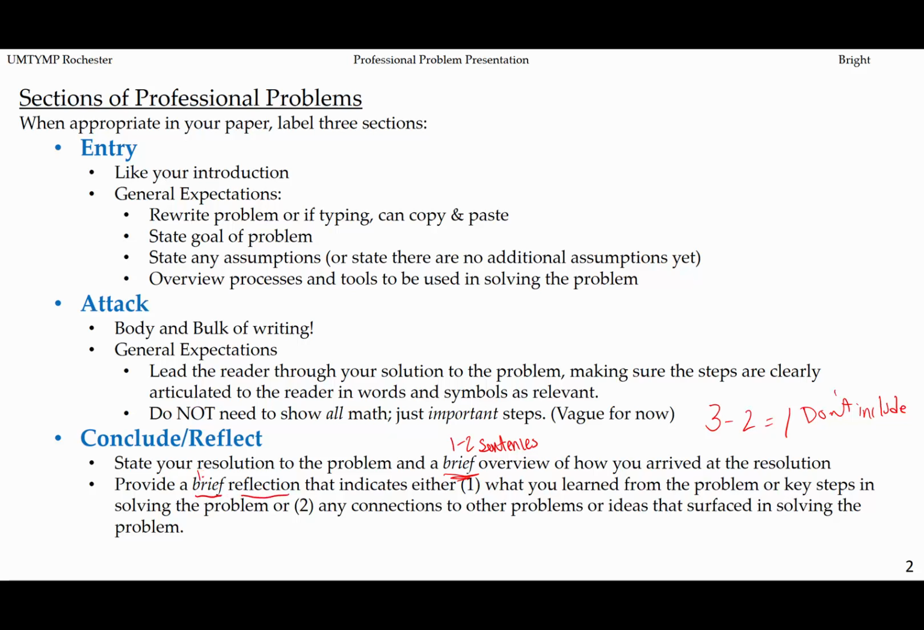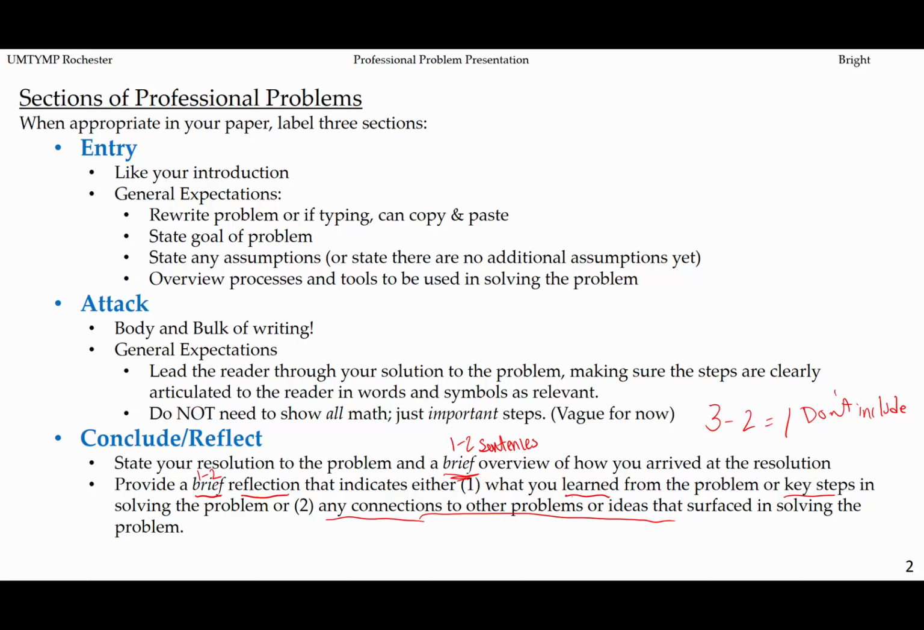Again, I'm thinking maybe 1 to 2 sentences. If you want to go over that, that's fine. But I want you to mention one of two things. Either mention what you learned from the problem, or key steps. So where were the important points where mathematics was really involved? So that's one. Alternatively, you could also mention connections, so connecting the problem to other problems or ideas or questions that surfaced when you were doing this problem. So one of the two.